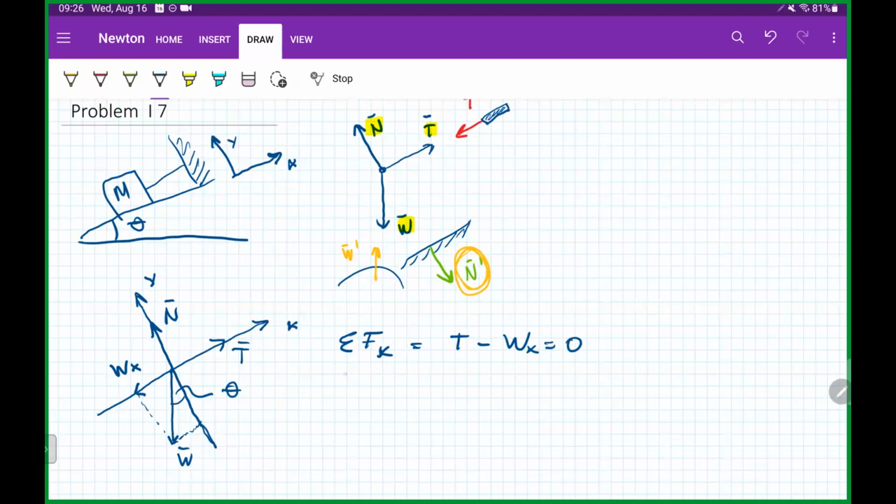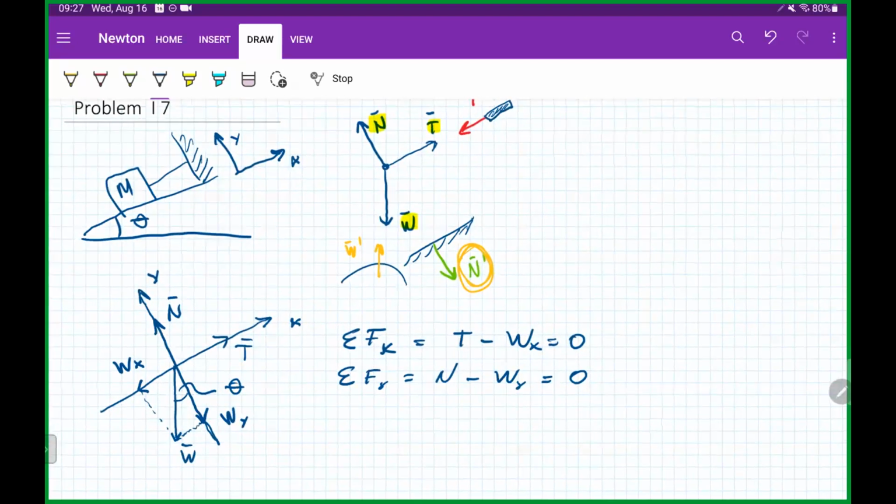All right. And for the other, we take a look at the y. We'll have N minus weight y equals 0. Because again, we'll have the normal pointing up, and then we will have weight y, the projection on the y-axis, pointing down, which is negative in this case. All right, so we have that system, let's call it a system of equations.